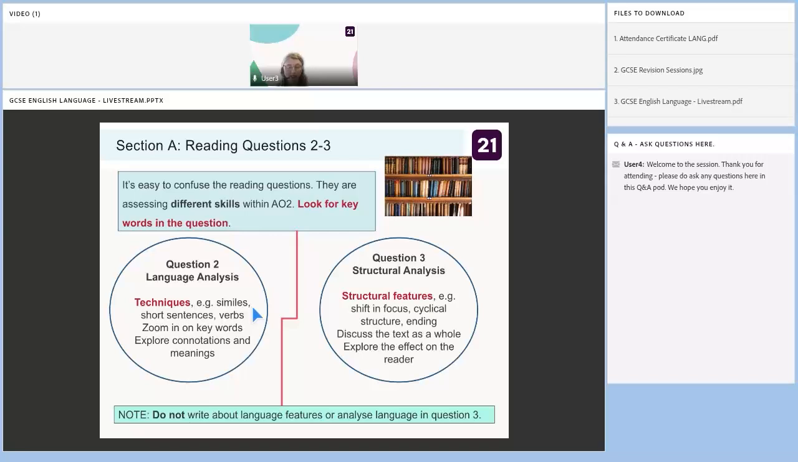Question 3 on AQA is different because they want you to look at structural features. So shifts in focus, cyclical structures, looking at the text as a whole and exploring the effect on the reader. If you are doing AQA, then avoid writing about language or analysing language when you do the structure question. So that's the confusion that often arises.